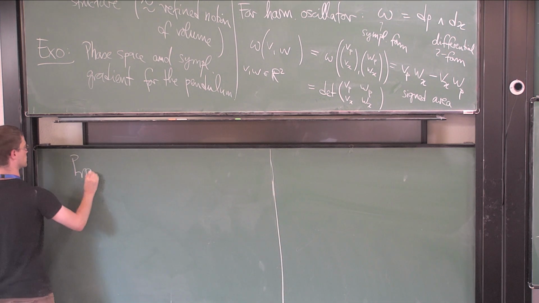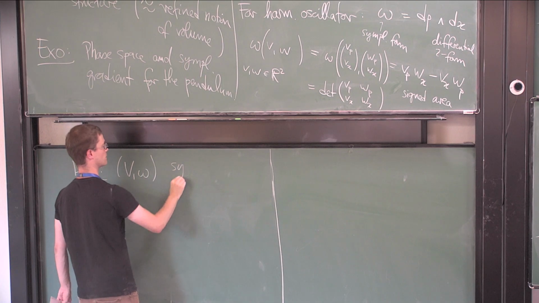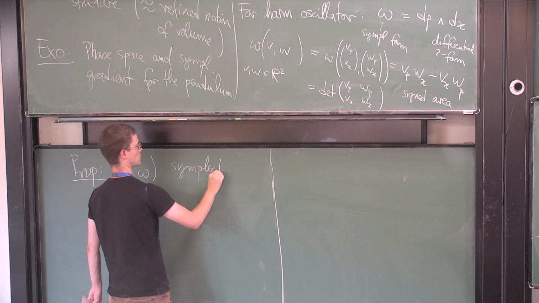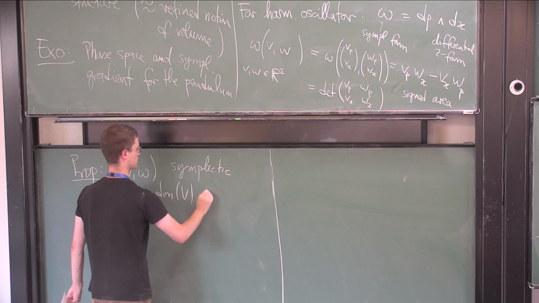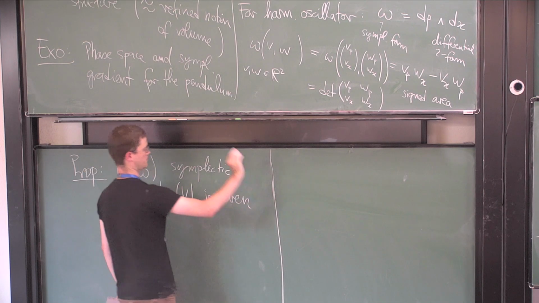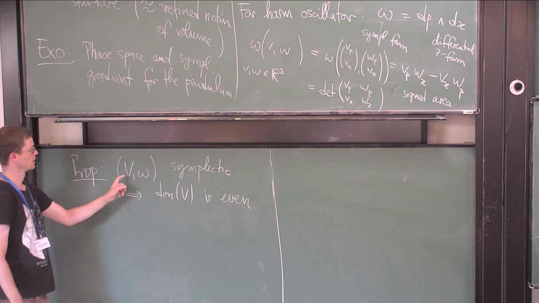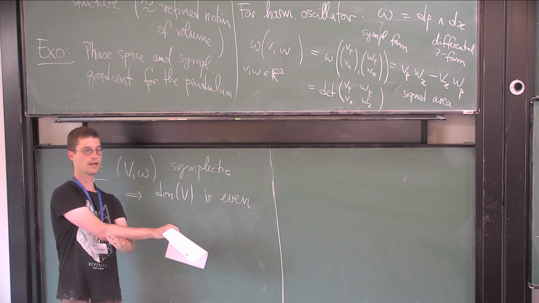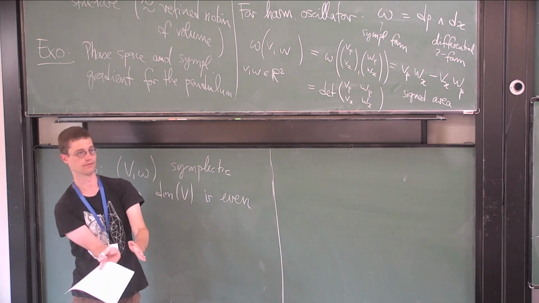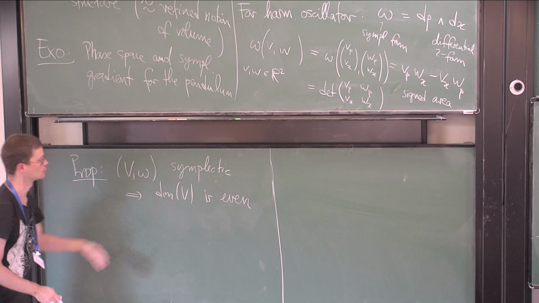First proposition. When I have a symplectic vector space, then this implies that the dimension of V is even. From a conceptual viewpoint, this is not surprising, because I said that a symplectic structure gives to any variable a conjugate variable. And the conjugate of the conjugate is the variable itself, so all the variables come in pairs. So the dimension should be even.